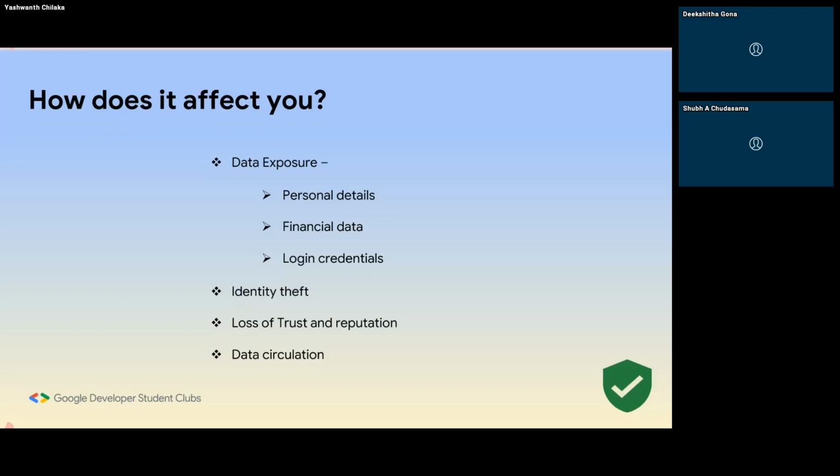And finally, how does it affect you? Well, it could affect you in many different ways. First one is data exposure. Personal details won't be personal anymore. And from a financial perspective, there will be a lot of unauthorized transactions if you don't notice it. And in terms of login credentials, if a password that is leaked from a site's breach is reused in other websites, it won't secure anything, and that could be a potential way to lose your account.